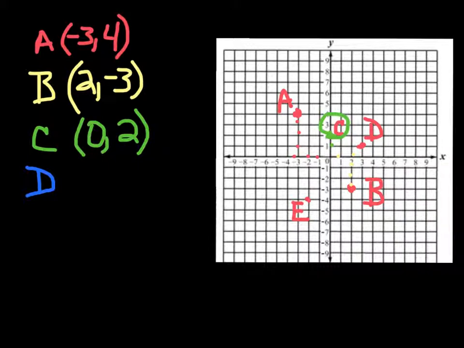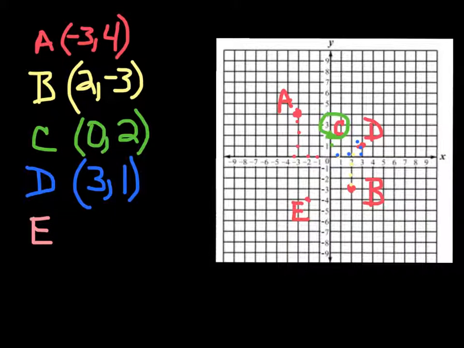Now let's look for D. Again, we're starting at the origin. We are going to go to the right 3, so our x value is 3, and we're going up 1, to land us at D. So the ordered pair for D is 3, 1. 1, 2, 3, and then up 1.